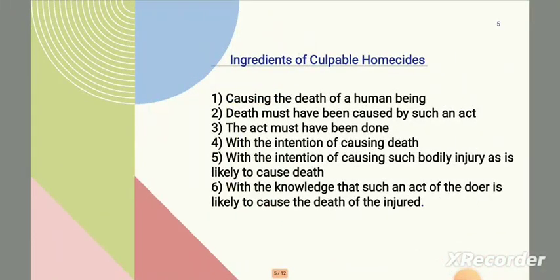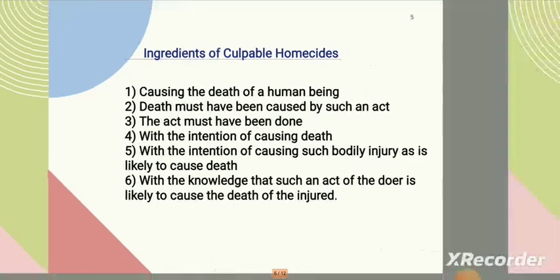Now we are going to talk about the ingredients of culpable homicide. There are 6 ingredients in culpable homicide. First, causing the death of a human being. Second, death must have been caused by an act. Third, the act must have been done. Fourth, with the intention of causing death. Fifth, with the intention of causing such bodily injury as is likely to cause death. Sixth, with the knowledge that such an act of the doer is likely to cause the death of the injured. Now move to the next slide.